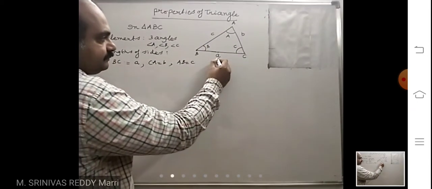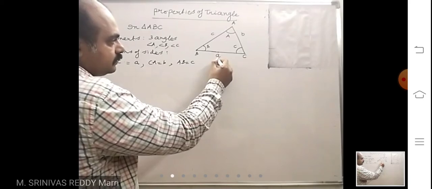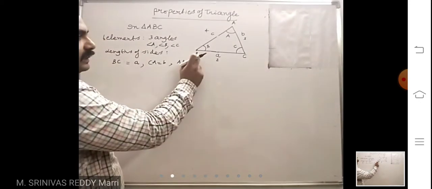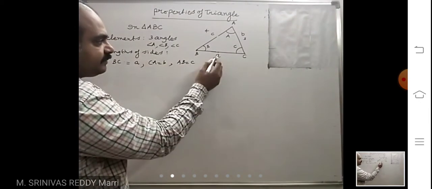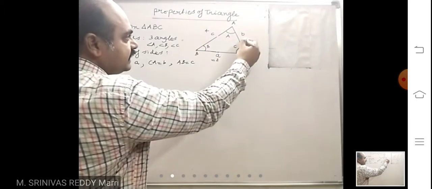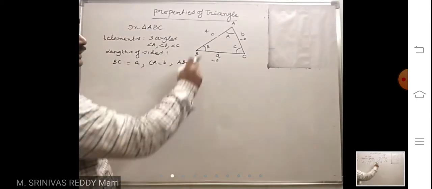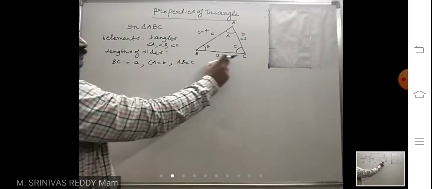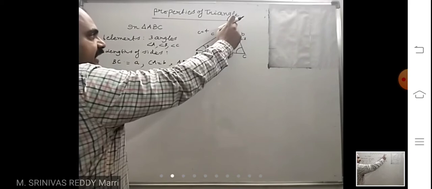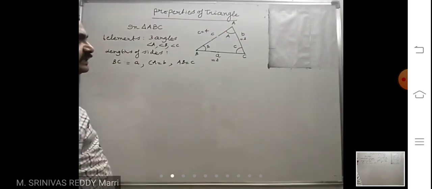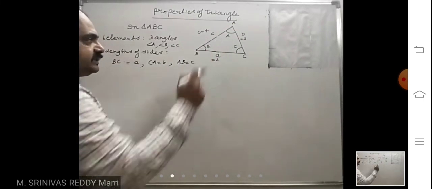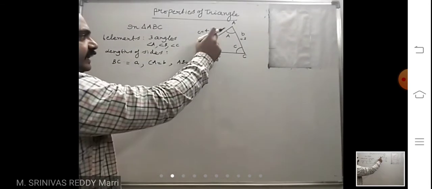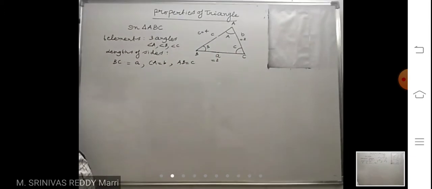Suppose this is 2, this is 3, this is 4, given. That means this BC is length 2, so a equals 2. This is length 3, so b equals 3. This is 4, so c equals 4. Like that. The BC length is small a, CA length is small b, AB length is small c. BC is opposite to angle A, so small a; opposite to angle B, small b; opposite to angle C, small c.